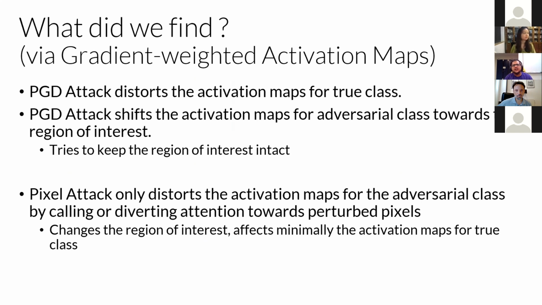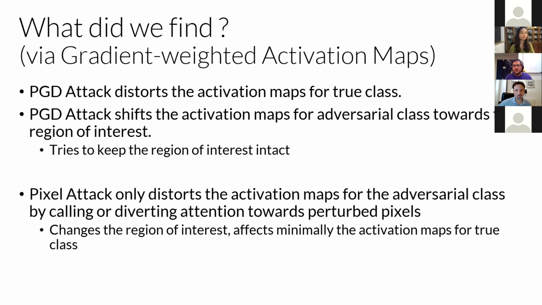Whereas in the pixel attack, it was trying to do two things. It was either calling the attention towards the perturbed pixel, where the original perturbed pixel was away from the region of interest, or it was diverting the attention from the perturbed pixel. That means if the pixel was in the region of interest for the original image, it was trying to diffuse the attention maps of the neural network from the perturbed pixel, and this effectively changes the region of interest.